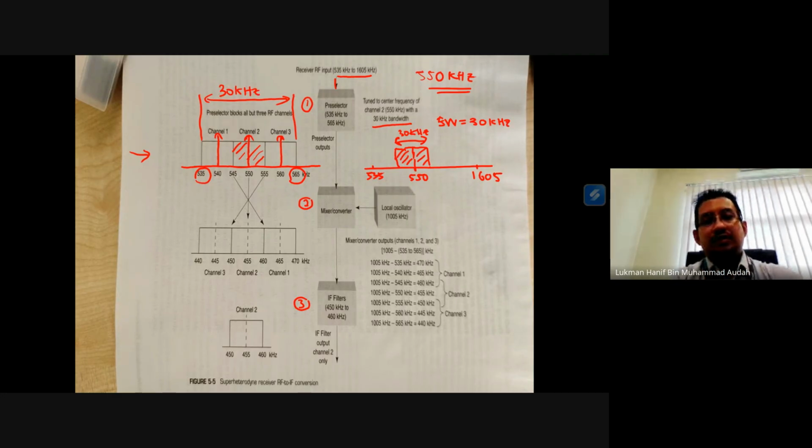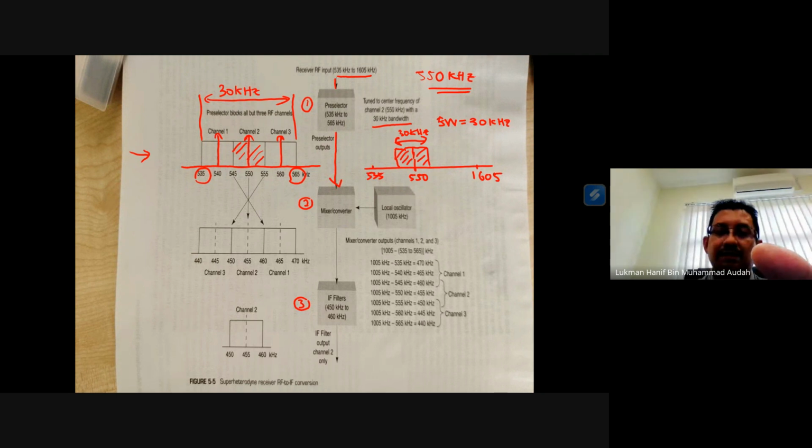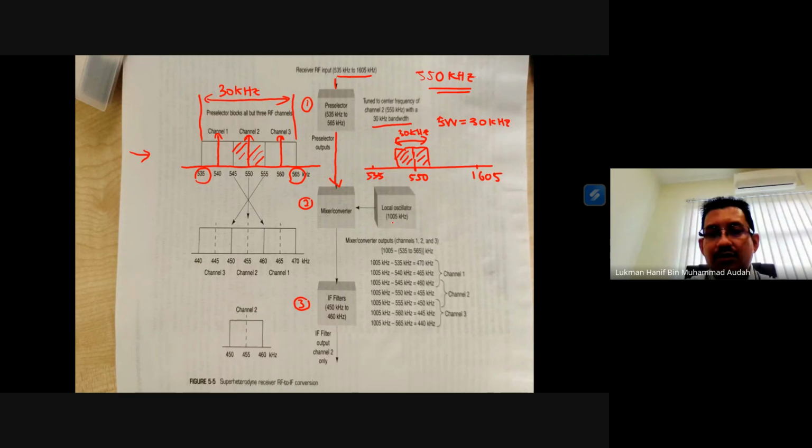Okay. So what happened is that these 30 kilohertz of frequency band will be passed through the mixer converter. Mixer converter, if you remember, will convert the frequency to intermediate frequency. Okay, and here we have FLO. So this is FLO, which is 1005 kilohertz. In this example, FLO is equal to 1005 kilohertz.